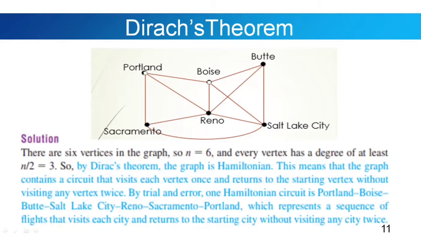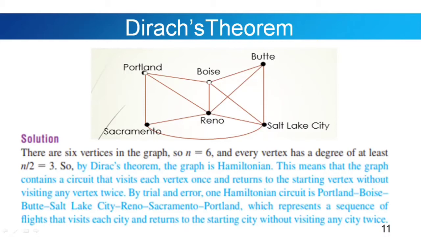Now for our solution, there are 6 vertices in the graph. So n is equal to 6. And every vertex has a degree of at least n/2, and that is equal to 6/2, which equals 3. So by Dirac's theorem, the graph is Hamiltonian.